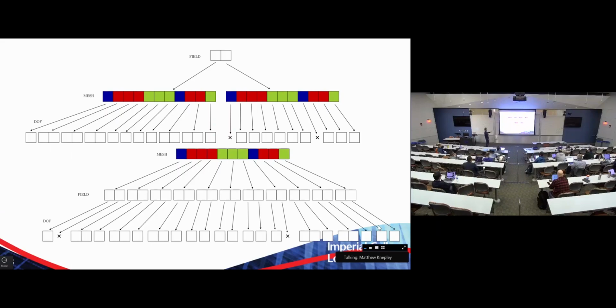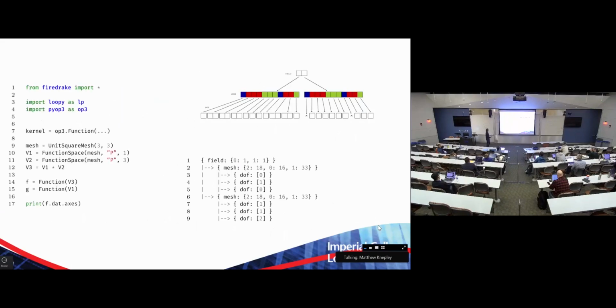And this is great. Depending on your problem, you get totally different data locality properties. So one example that we've thought of is if you're doing LU on a mixed system, this might dramatically reduce the bandwidth, which would improve your performance. And there's a lot of scope for trying different things out here. So just to show you what this is like in pyop3.